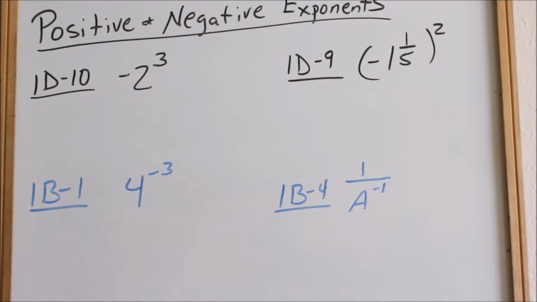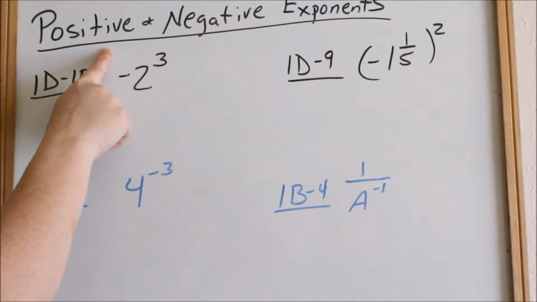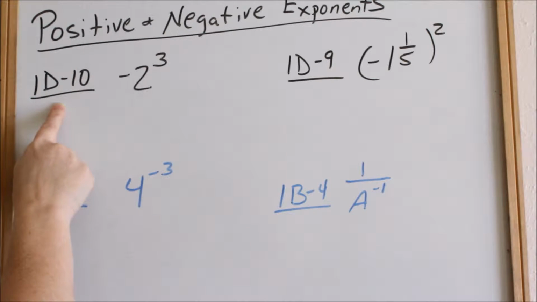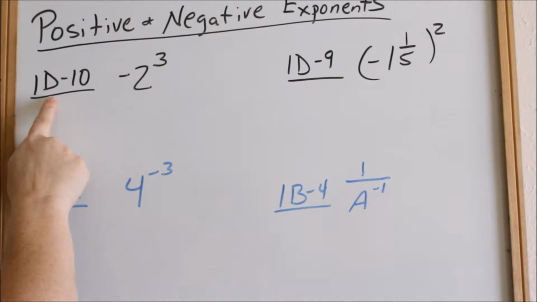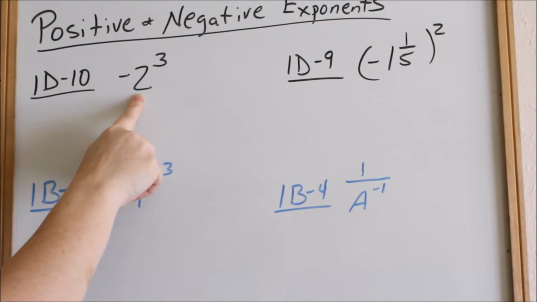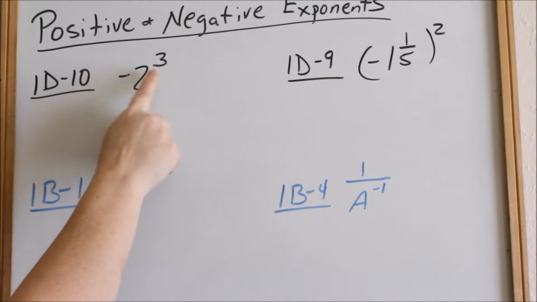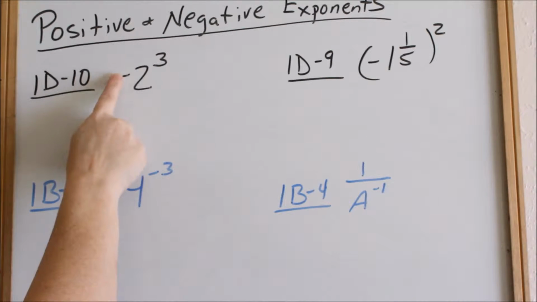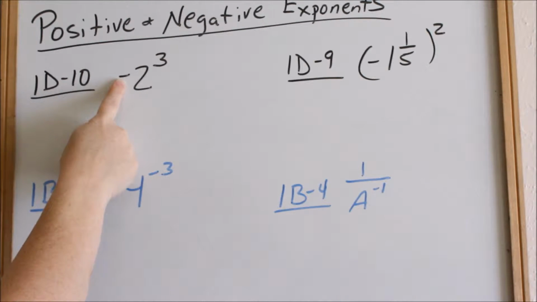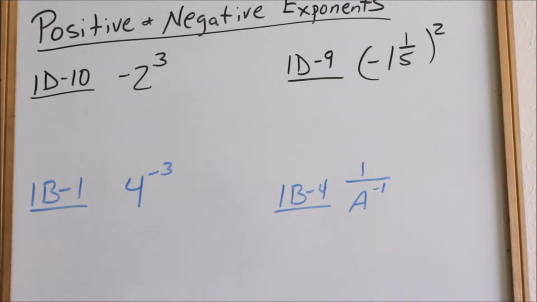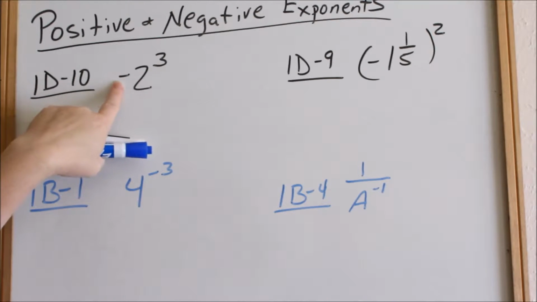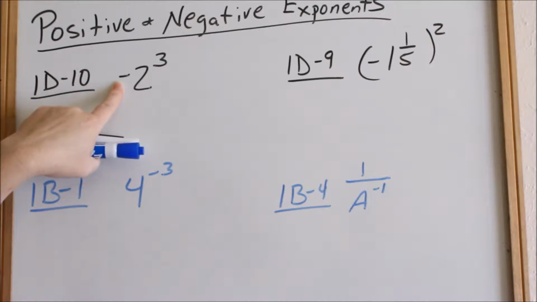Okay, we're going to be doing positive and negative exponents. We're in lesson 1 and we're looking at 1D10, negative 2 cubed. The negative here has nothing to do with a positive or negative in the exponent. A negative in front of the number just says it's a number below 0. And remember, when there is no parentheses, the negative stays in front.